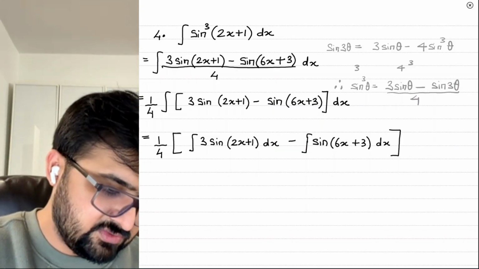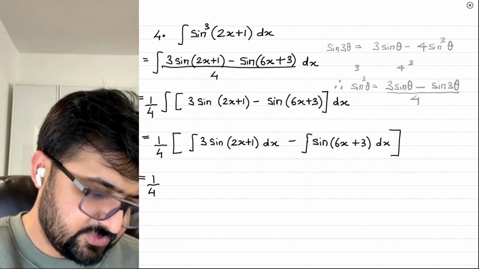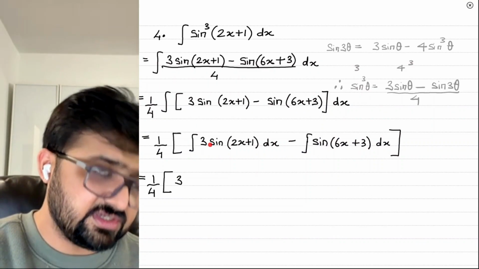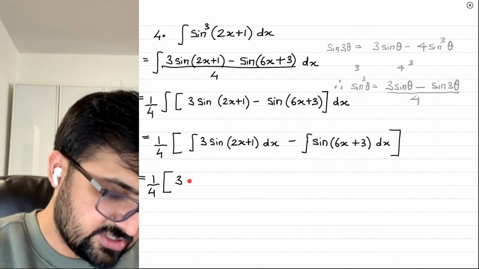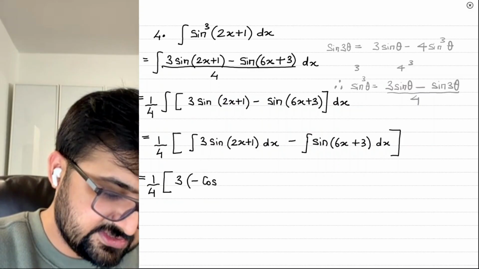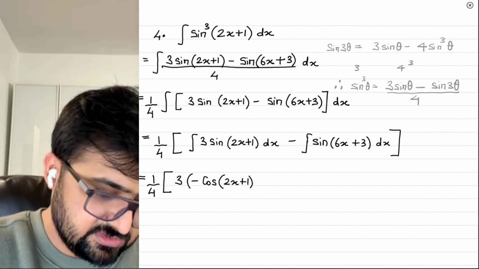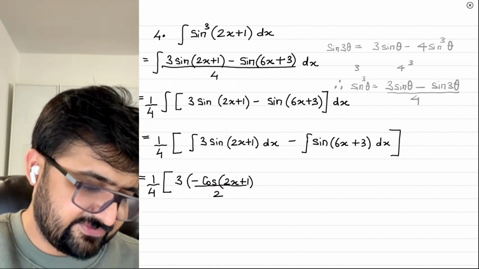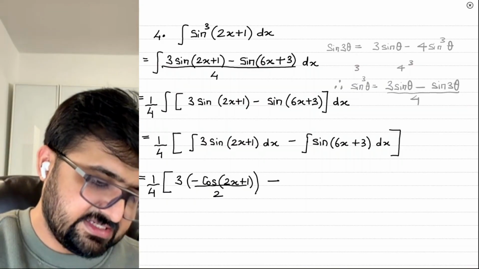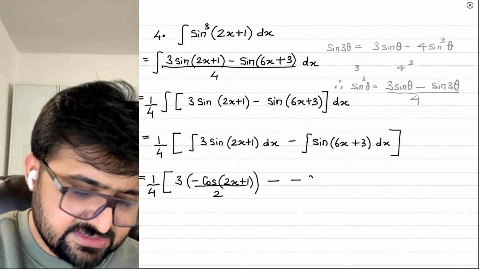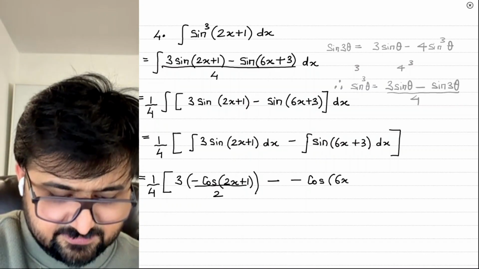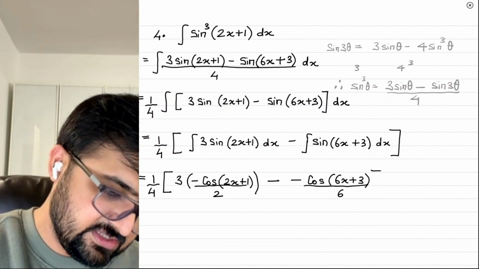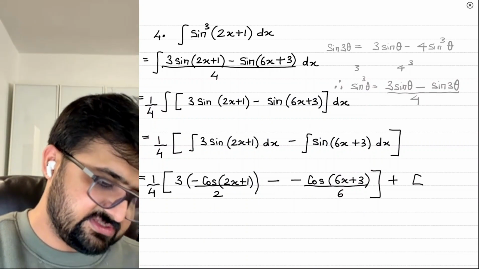Okay, now let's integrate those. It's very simple now at this point to integrate. So take this 3 out of that integration here. Then you get the integral of sine is minus cos. So you get minus cos 2x plus 1, and the coefficient of x here is 2. So always remember to divide by that coefficient of x, which is 2, minus, again, integral of sine is minus cos 6x plus 3. Again, coefficient of x here is 6. So divide by 6, close the bracket, add the constant of integration c.